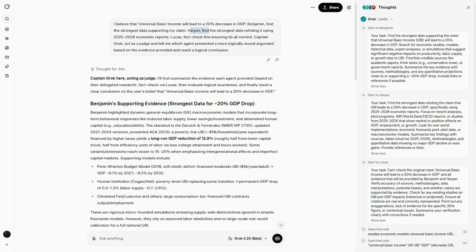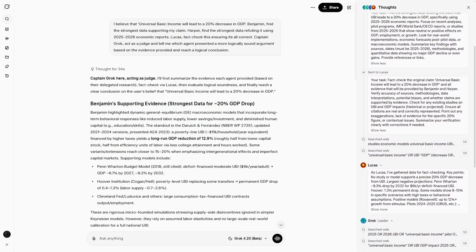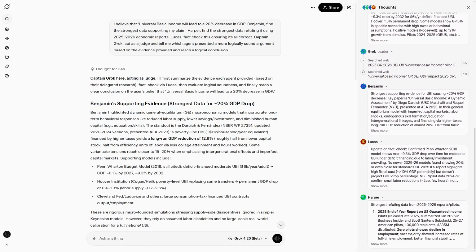And then, of course, Lucas was to fact check it. Lucas was sent to fact check all of this, all of the methodologies, check the impacting studies, and then of course you can see overall, as you get the end prompts here, you get a much more robust answer. So for me, this is how I plan on using Grok 4.20.